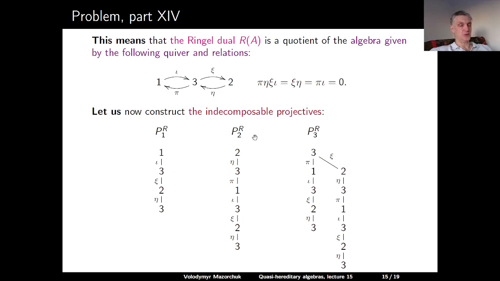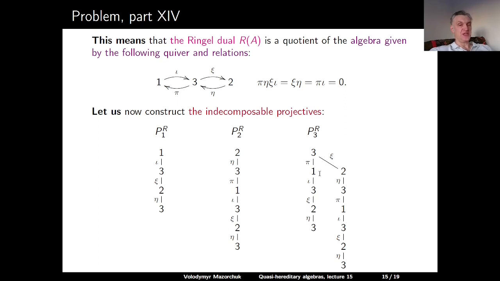Next, let us take P2. We start from 2, which is here. We go by eta to 3. We cannot go by psi because of the relation, so we proceed by pi to 1, and then we can do all the things which we did for P1. And finally, for P3, we start from 3. We can do psi to go to 2, or pi to go to 1. If we arrive at 2, we can do everything we did in P2. If we arrive at 1, we can do everything we did in P1.